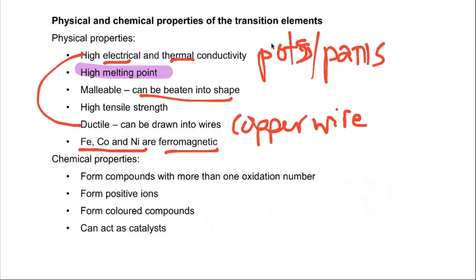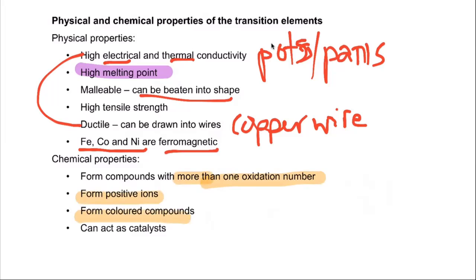So some chemical properties that they have. They form compounds with more than one oxidation number. So they can be +2 or +3 or +4 or on and on. All of them form positive ions because they're all metals. As we're going to talk about next time, they can actually also form colored compounds.